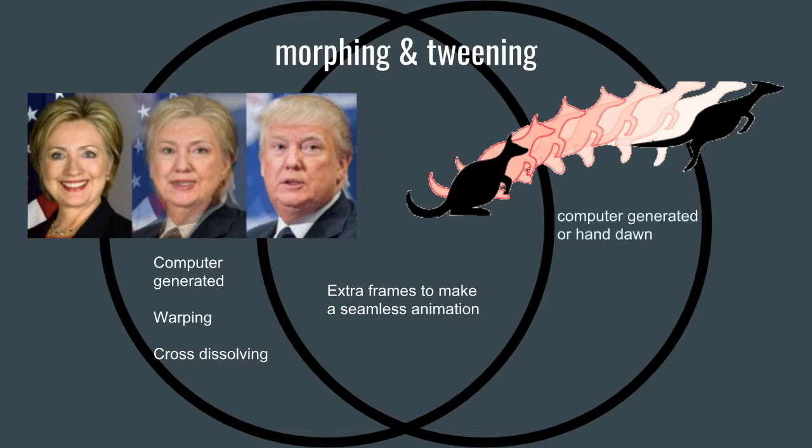Tweening, on the other hand, can be hand-drawn or computer-generated. Tweening refers to the key technique used in all animation. It is a key process of adding frames in between two keyframes or poses. Adding those intermediate frames will make the animation come to life.